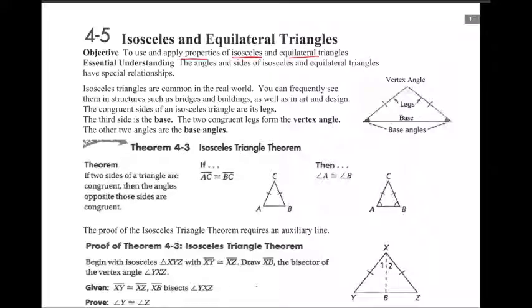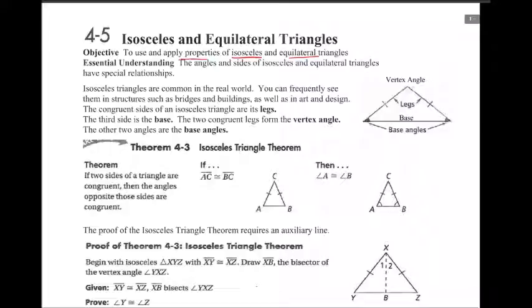So, isosceles triangles are really common. They're very useful. A triangle is one of the strongest structures, the way it distributes loads. And so these are everywhere. You see them in bridges and buildings and supporting structures, things like that. So this is good stuff to know.